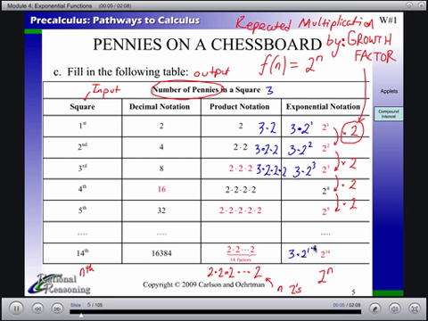What would I do to that value right there to get the number of pennies in the 15th square? Multiply by 2. What's the growth factor for the new situation? Is it 3? Still 2. We're still multiplying by 2 to get the next value of what? Output, to get the next output. So maybe we call that G. What's the rule?